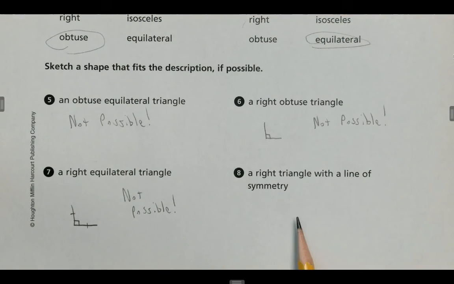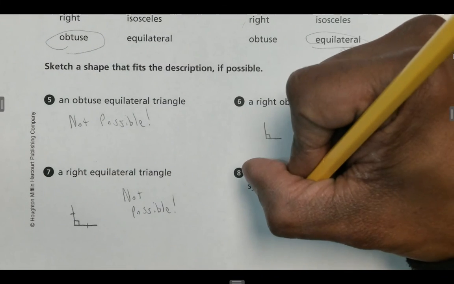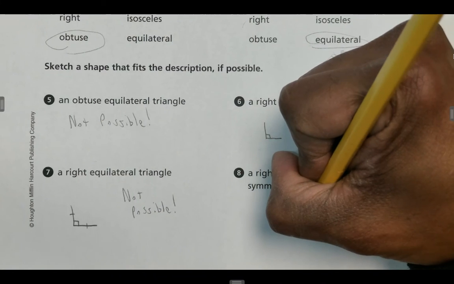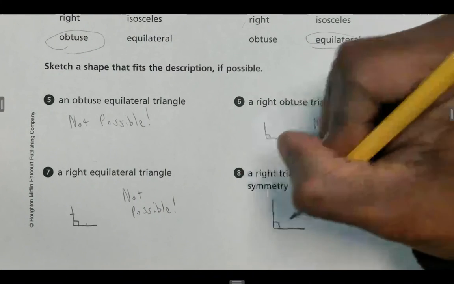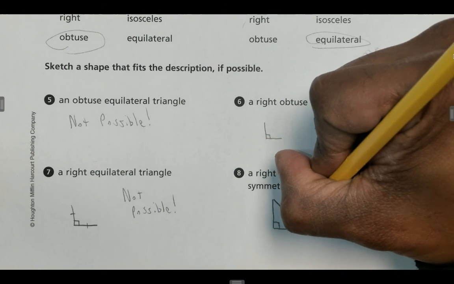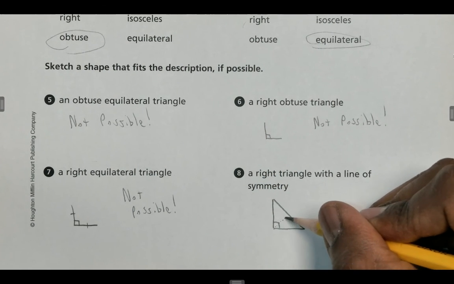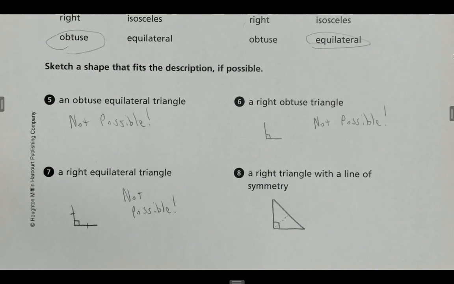And finally, number 8, a right triangle with a line of symmetry. Yes, thank you. This I think we can do. Okay. Neatness, neatness, neatness. Symmetry, symmetry, symmetry. And there you have it. It looks similar to some of those paper footballs that some of the kids in our class have become good at making.